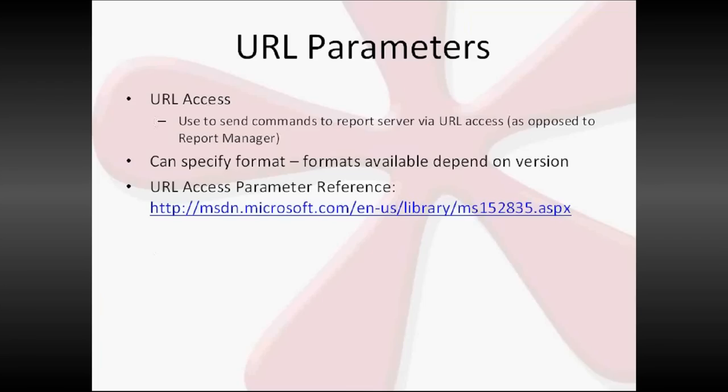You can specify the format that you want your report returned in. This is another highlight about using this for your print view. Depending on the version of report server you have available to you, you can specify that you want to return as an image, for example, or a PDF, or a Word document, or an Excel file. So any of these options may be available to you. I've also included a link to the URL access parameter reference, and there's a lot to be learned here.